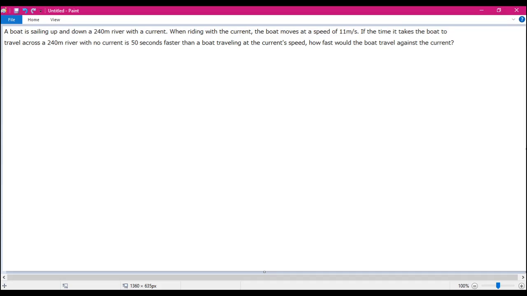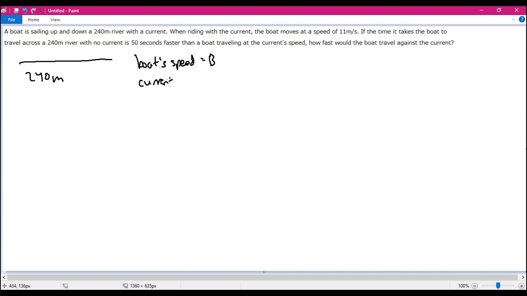Today we have a really weird problem with plenty of tricks to go along the way. A boat is sailing up and down a 240-meter river with a current. There we go, 240 meters long. When riding with the current, the boat moves at a speed of 11 meters per second. So we'll call the boat's speed B.